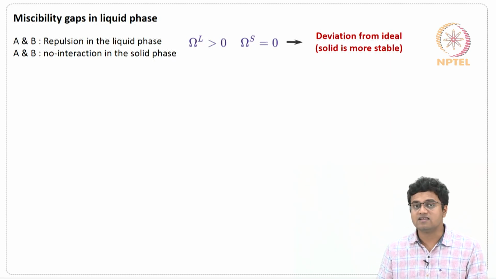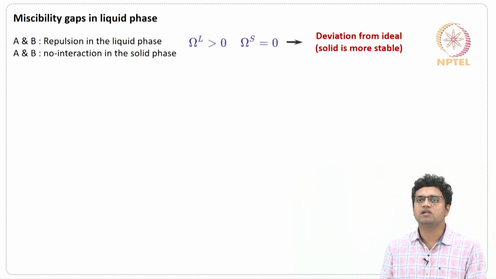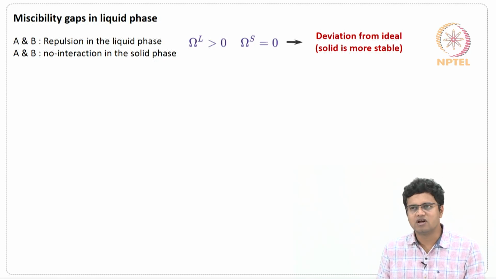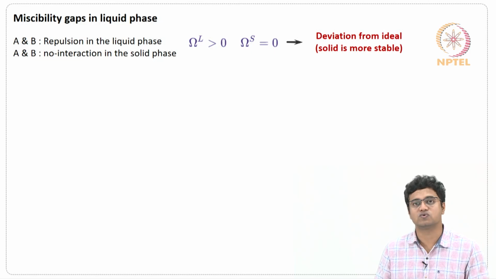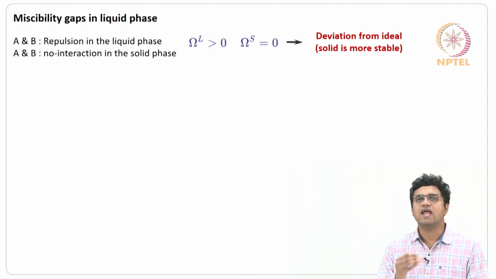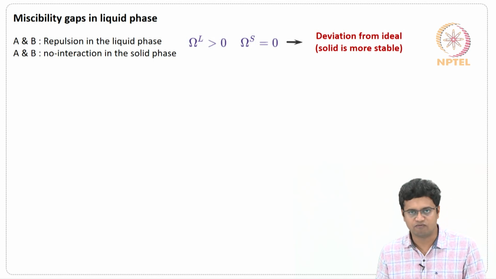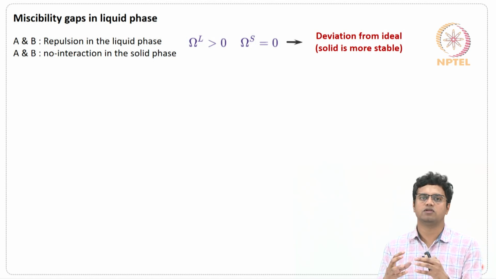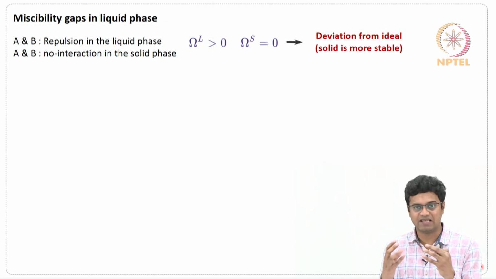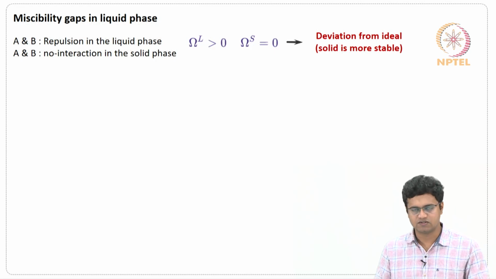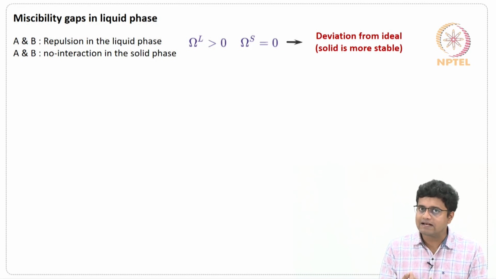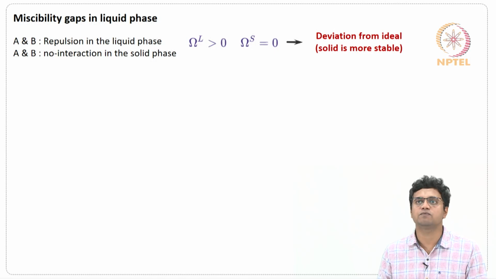Now, in this case, we have another condition, that is, if they repel in the liquid phase, however, there is no interaction in the solid phase. This looks a little counterintuitive, but it is possible in a few systems. We'll discuss those systems. So consider that A and B undergo repulsion in the liquid phase, they do not want to stay together. There exists a miscibility gap, or they are immiscible because of the repulsion between A and B in the liquid phase. And if they do not interact in the solid phase, then the interaction parameter goes this way.